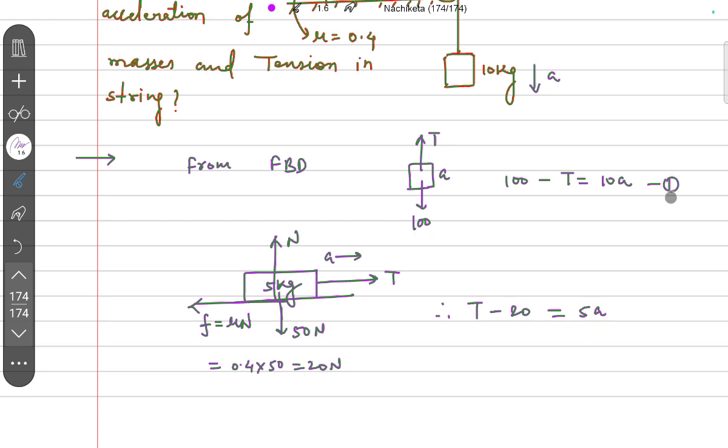So this is your equation 1, this is your equation 2. If you add them up, you will get 80 is equal to 15a. And they are asking for the tension, so T is how much? 20 plus. Yes. Is it okay?